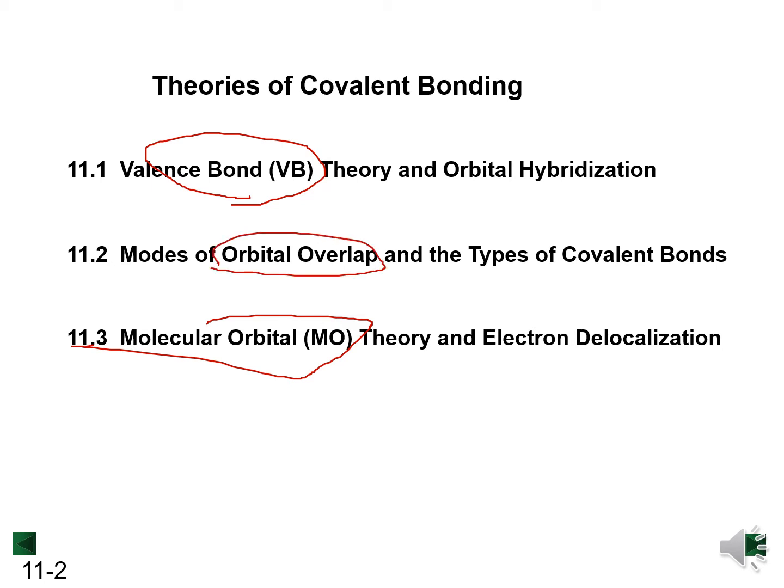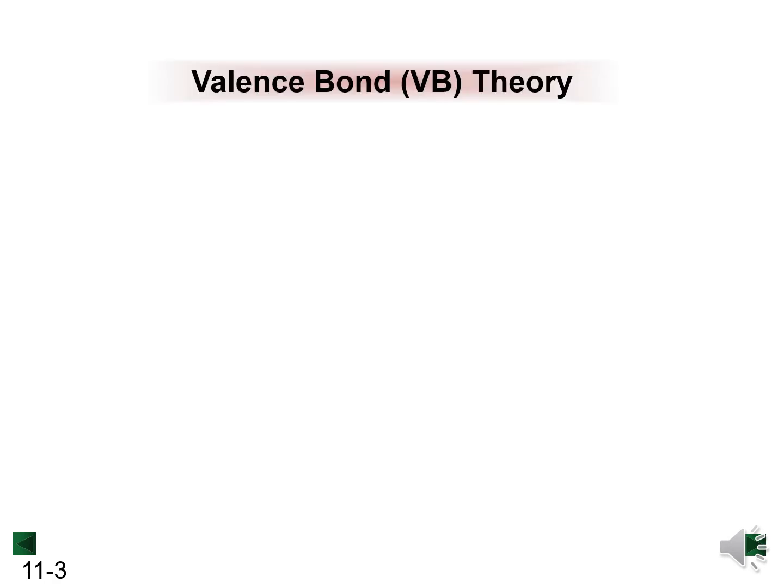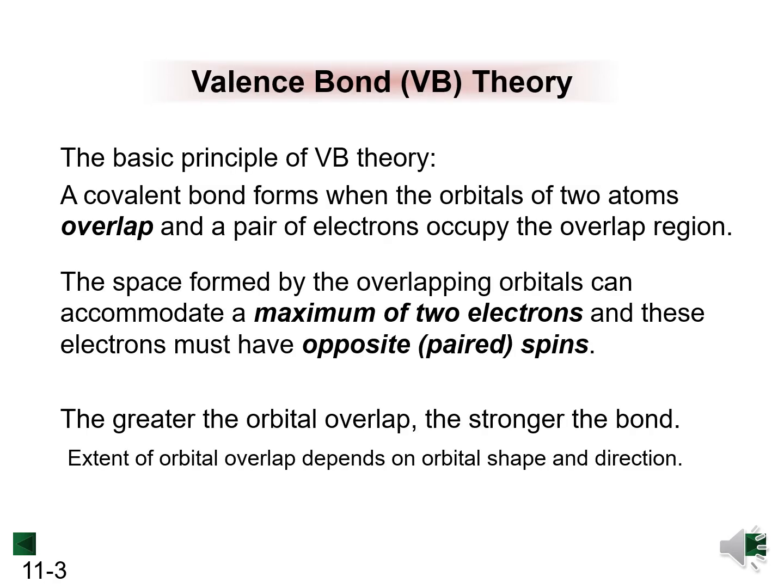Today, we only focus on valence bond theory. When we talk about valence bond theory, it involves the mixing of atomic orbitals forming new hybrid orbitals. According to valence bond theory, a covalent bond forms when two atoms overlap and the overlapping region is occupied by a pair of electrons, and it can accommodate a maximum of two electrons with opposite spins.